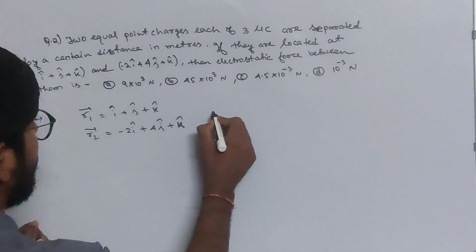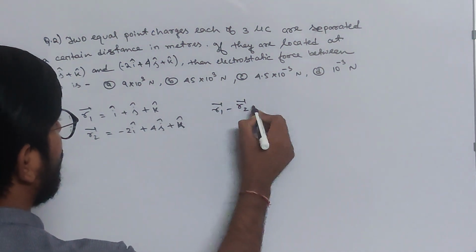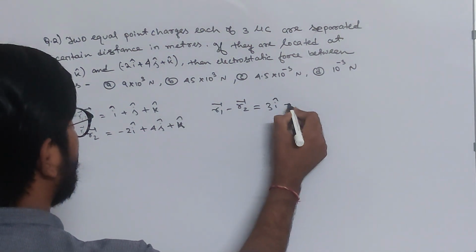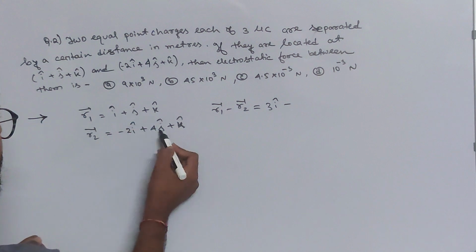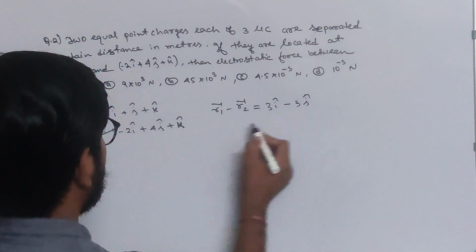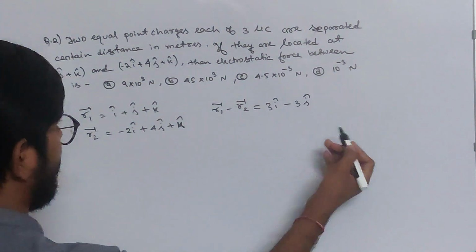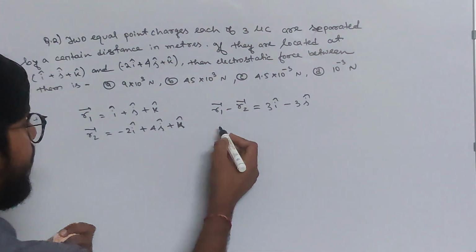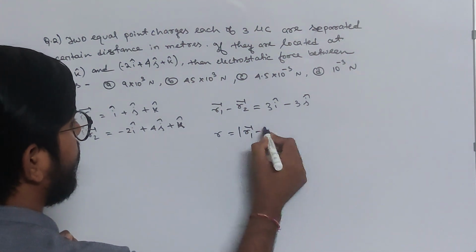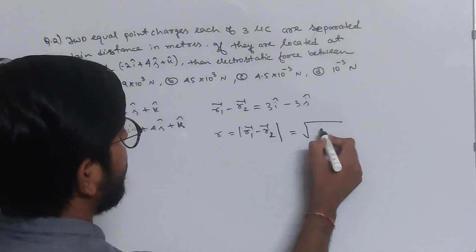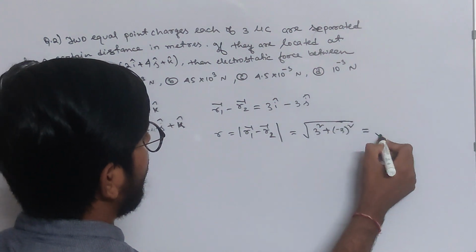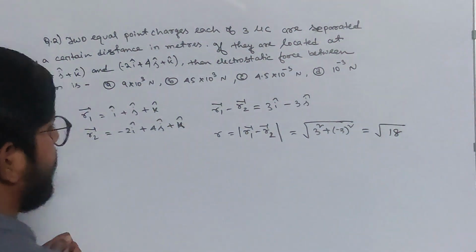So the displacement between the two charges will be R1 minus R2, and it will be i minus (minus 2i), that is 3i, and j minus 4j, it will be minus 3j, and k minus k cancel, nothing. The magnitude of the distance |R1 minus R2| will be simply under root 3 square plus minus 3 square, that is under root 18, right? 9 plus 9, 18.